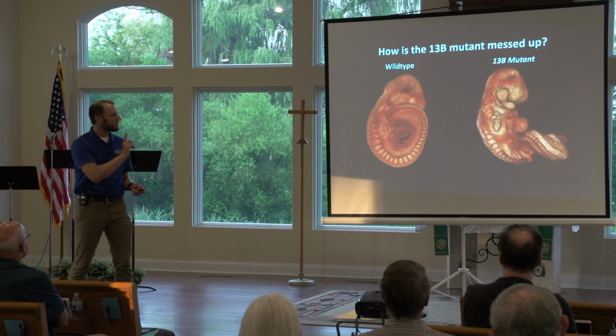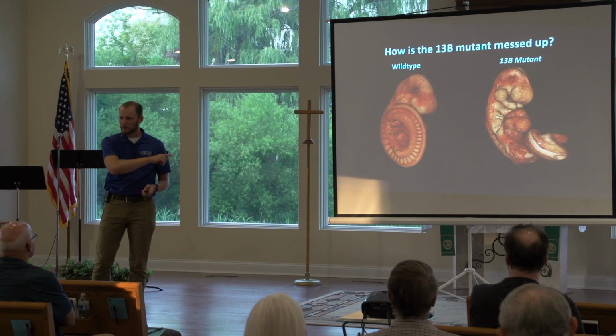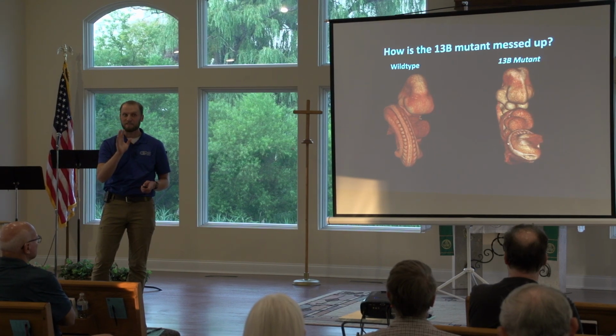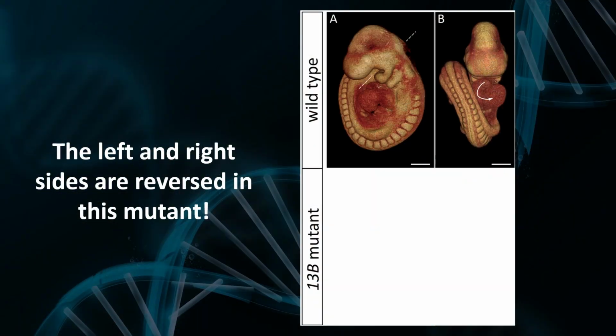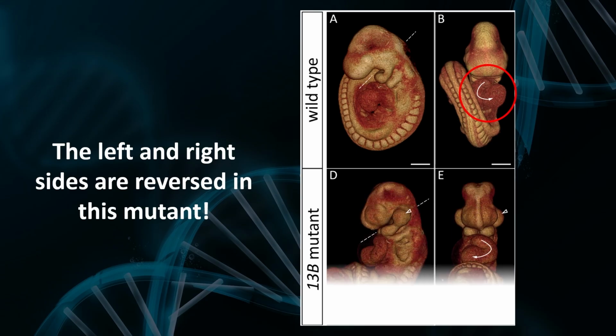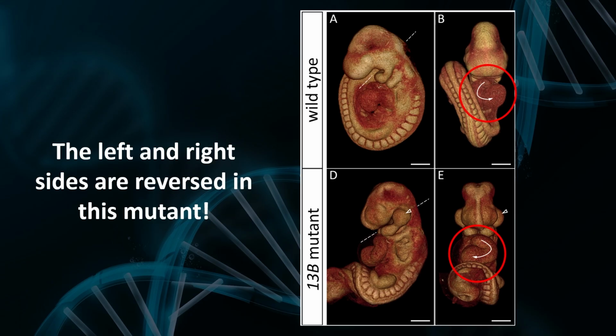But there's something very unusual about this embryo that nobody has mentioned yet, and that's because it's very hard to see at first glance. Here's a wild type embryo, and I want you to look at the heart. The heart in the wild type embryo, it rotates counterclockwise. You see the arrow? Okay, let's look at the same orientation in the mutant. You see how it rotates clockwise? It's reversed. So the left and right sides are reversed in this mutant.